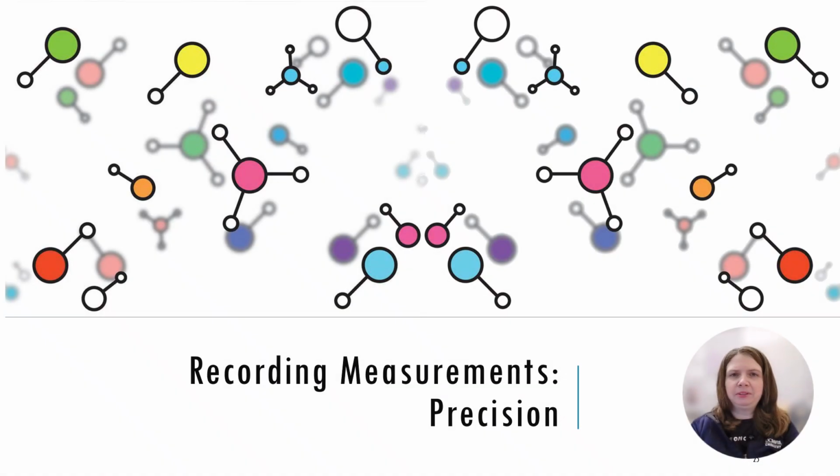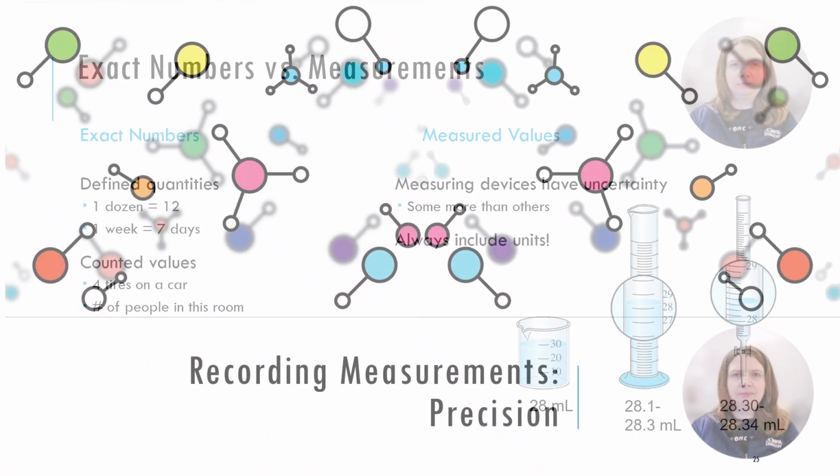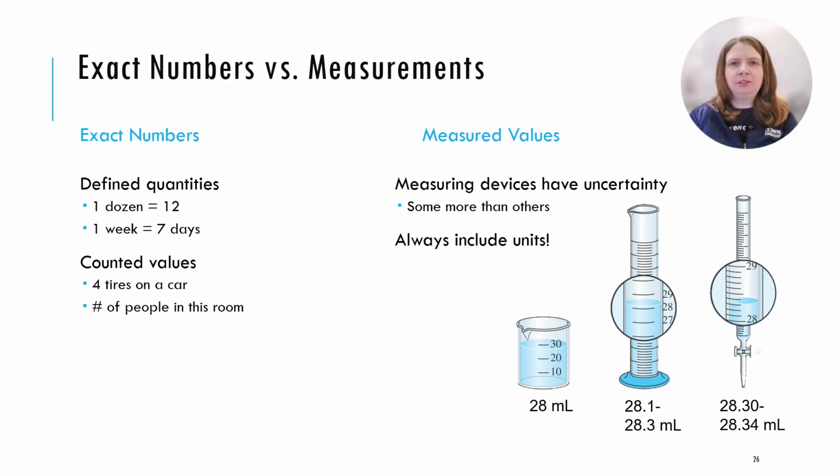In this video, we will discuss how to record measurements using the correct number of significant figures to reflect precision. There are two types of numbers used in science: exact numbers and measured values.